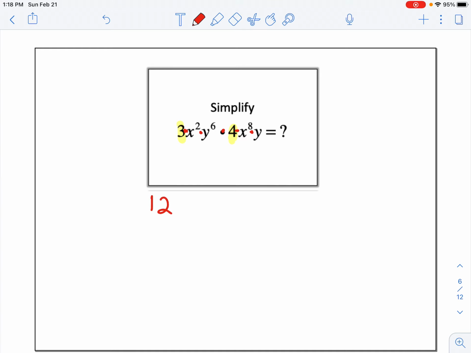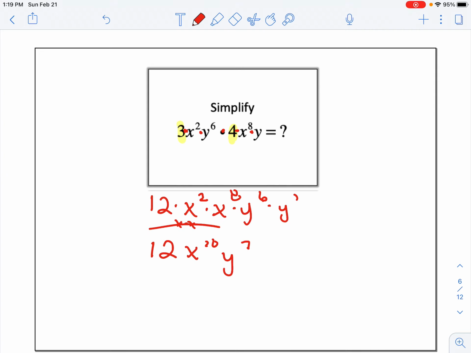Okay, if I write the x's next to each other, now it would be x to the 2nd times x to the 8th times y to the 6th times y to the 1st. We don't need to do this step, but sometimes it makes it more clear that now what we're doing is we would have 2 x's multiplied with 8 more, or x to the 10th. We'd have 6 multiplied with 1 more, which gives us y to the 7th.